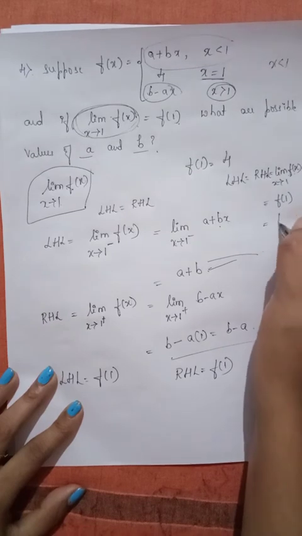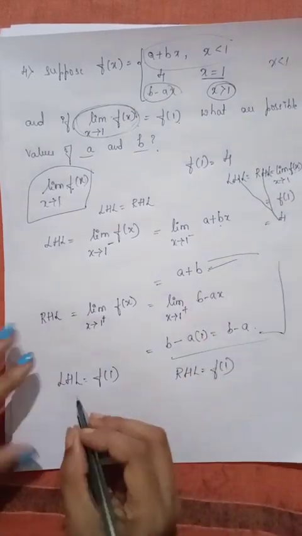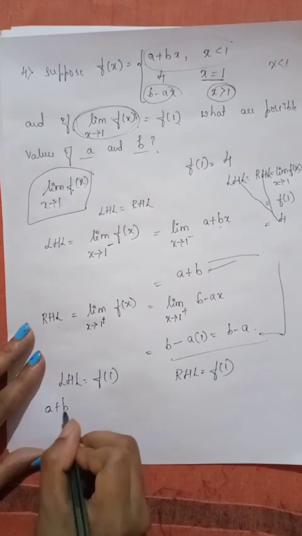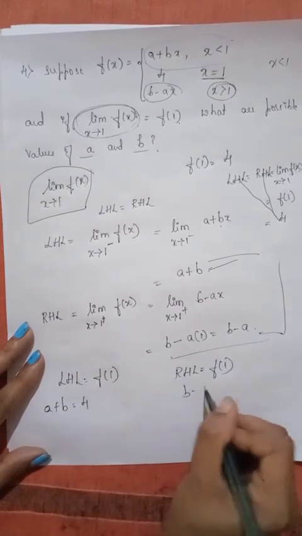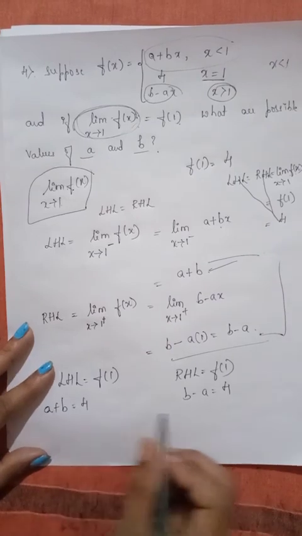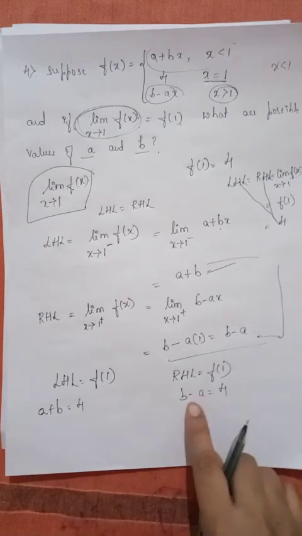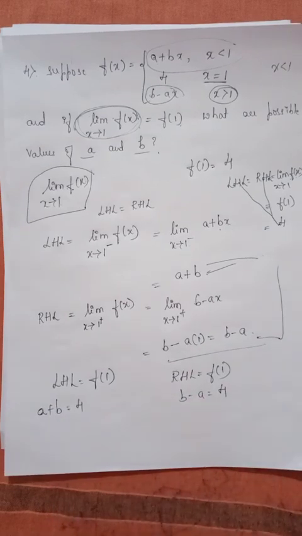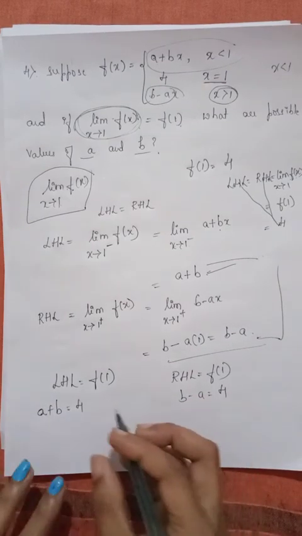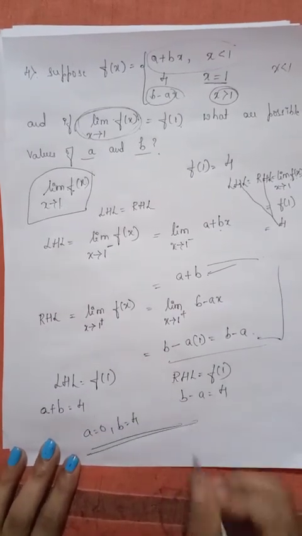But what is f of 1? It is 4, which means the left hand limit should be equal to 4 and the right hand limit should be equal to 4. What is the left hand limit? a plus b is equal to 4, and b minus a is equal to 4. Now you have to find values of a and b such that when you add them you get 4, and when you subtract a from b you also get 4. So what are the possible values a and b can take? a is equal to 0, b is equal to 4. If you simplify, you'll get the values.